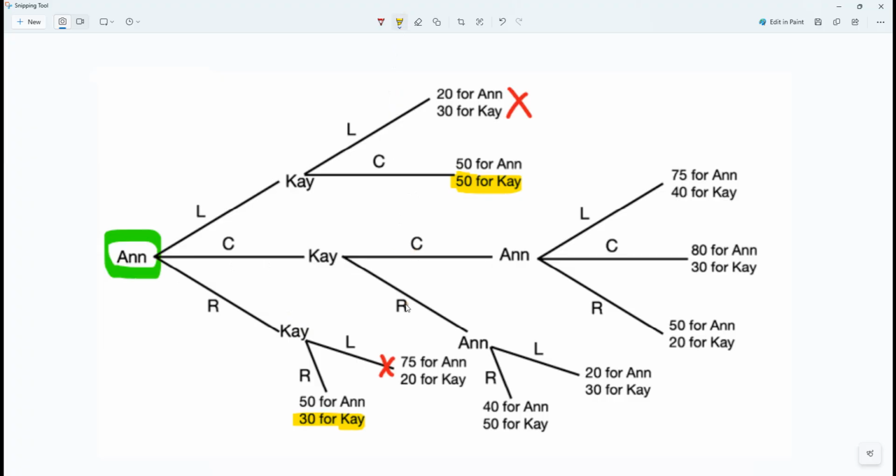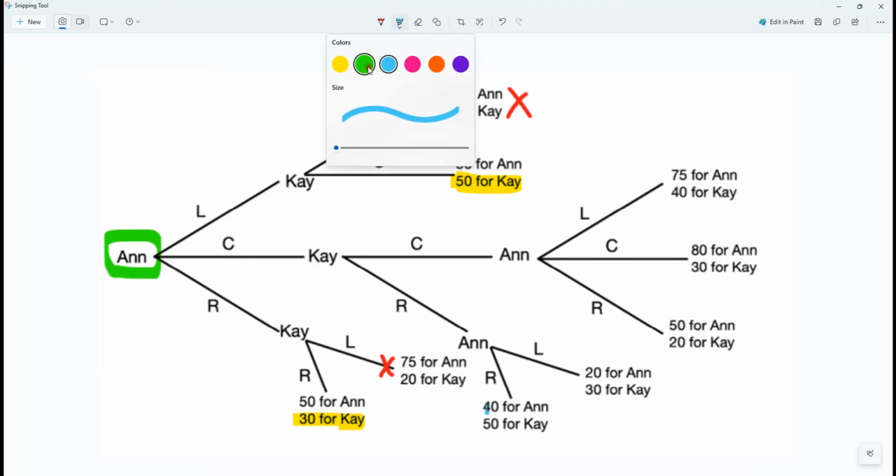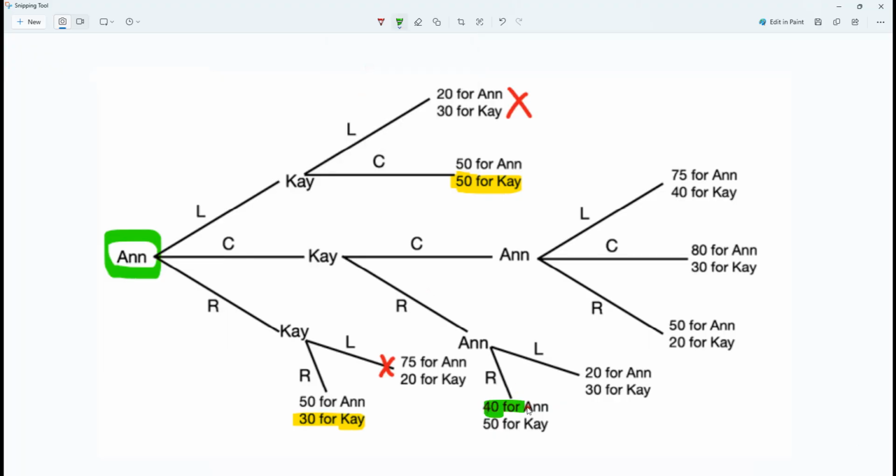K can go center or right, and then Ann has to respond. So now K is going to think about what K should do. So K says if K goes right, Ann, we're going to circle what's better for Ann. Ann is going to go, use my other color. I was using green, I guess. Ann is going to get 40 because 40 is better than 20. So like this is off limits.